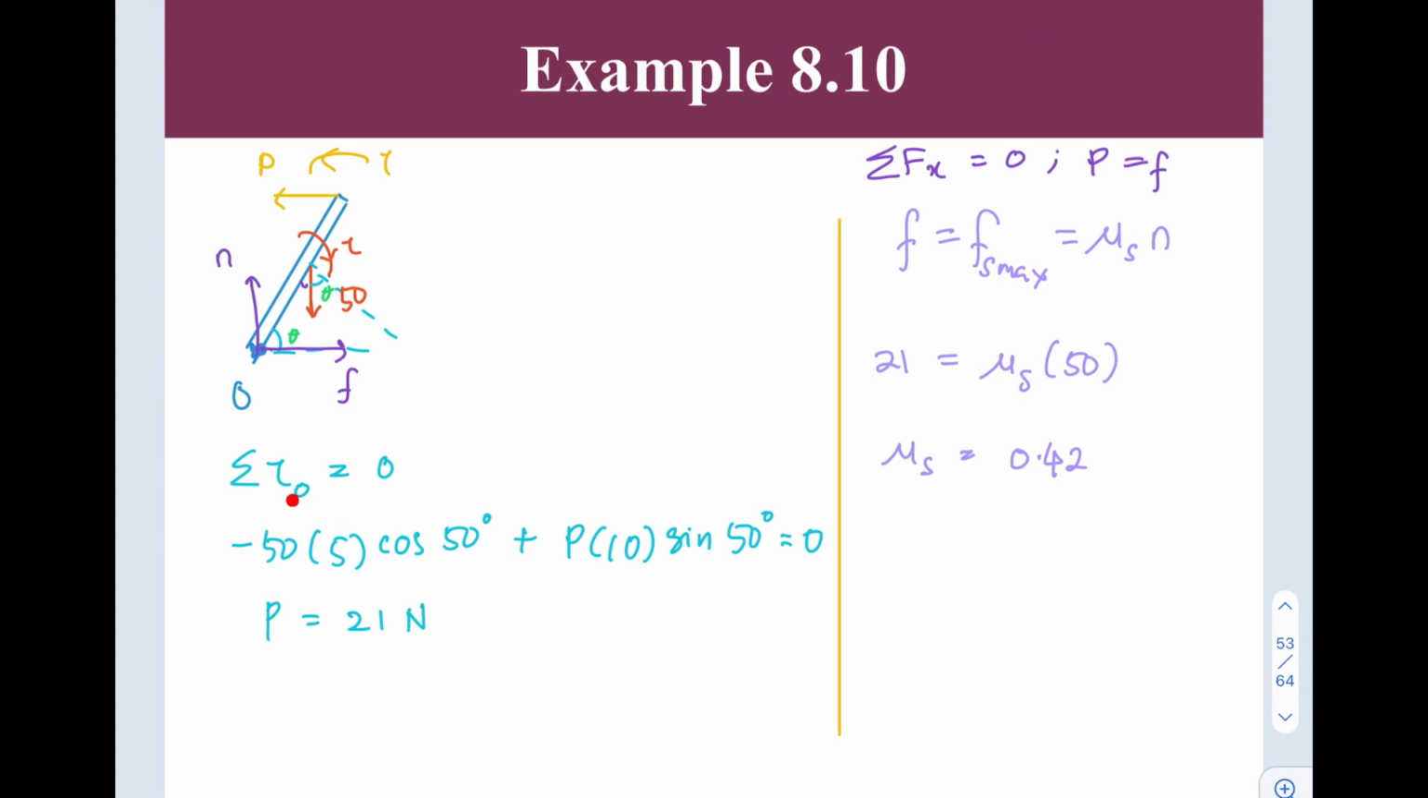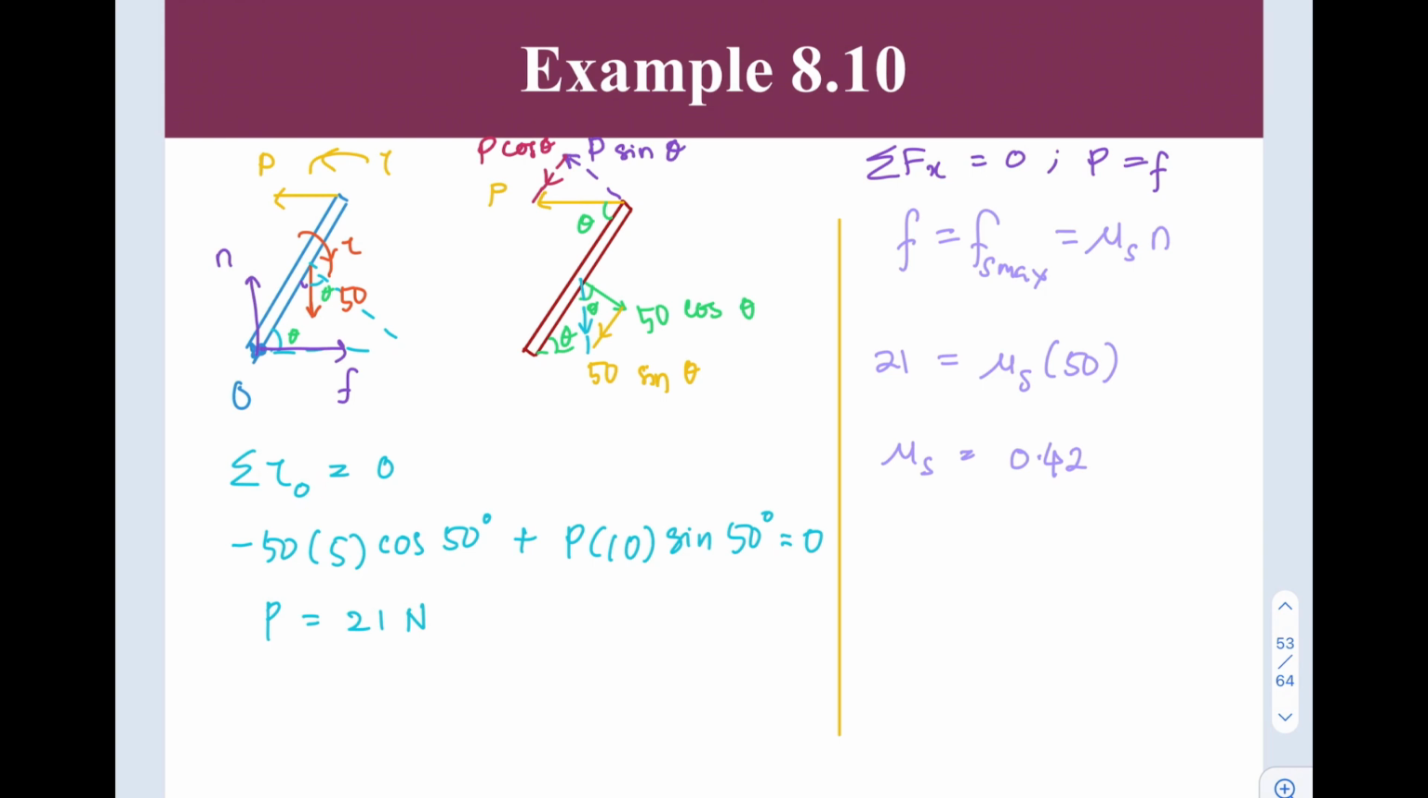Alright, now let's consider the torque. The sum of torque at point O as pivot must equal 0. So we don't have to consider the normal and the friction anymore, right? When we talk about torque at point O, the normal and the friction force pass through point O, so they have no perpendicular distance. Now we consider the 50 Newton here. We have 50 Newton times 5, because the total length of the ladder is 10. If it is at the center, the distance from it to the pivot is 5. And why is it cos theta here? We want to figure out the perpendicular distance of the 50 Newton to the pivot.